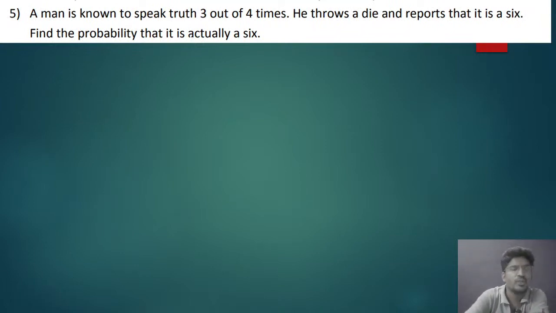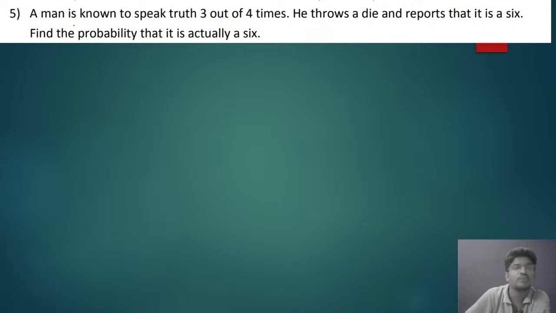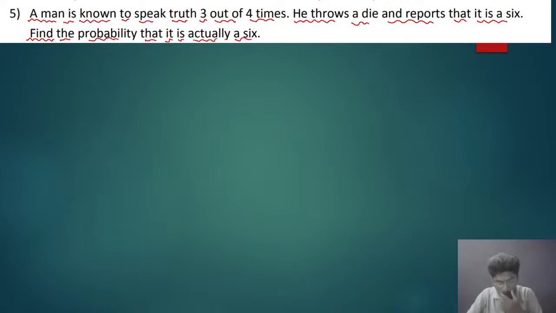See the problem. Understand the problem first. In probability, the very important thing is that you have to understand the problem first. A man is known to speak truth 3 out of 4 times. He throws a die and reports that it is 6. Find the probability that it is actually a 6. So we have to find the probability that there actually is the appearance of 6.